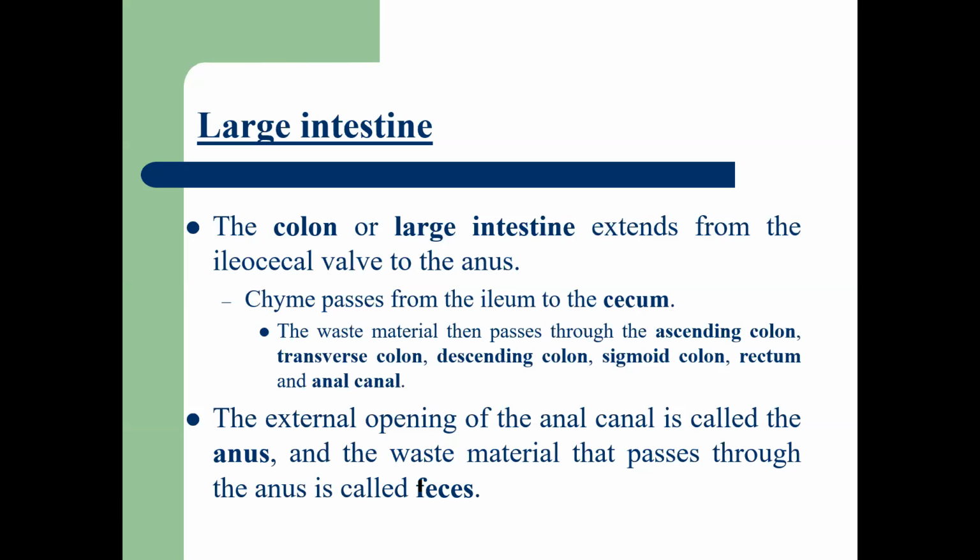So the colon, or large intestine, extends from the ileocecal valve through the ascending, transverse, descending, and sigmoid colon, the rectum, and then to the anus. The chyme passes from the ileum to the cecum, and then it passes through these parts of the colon. The material that will pass through the anal canal is known, of course, as fecal material.